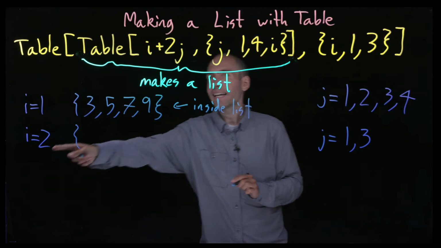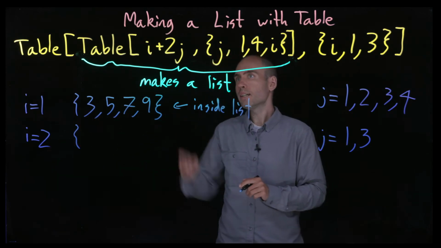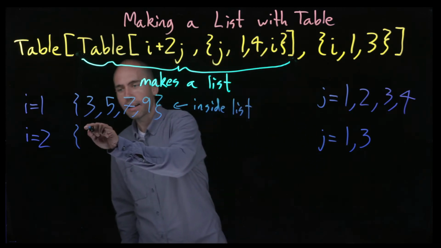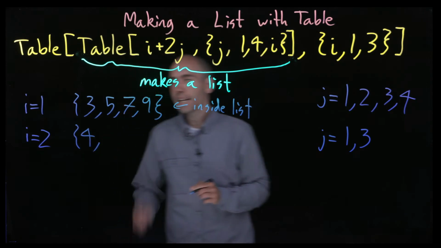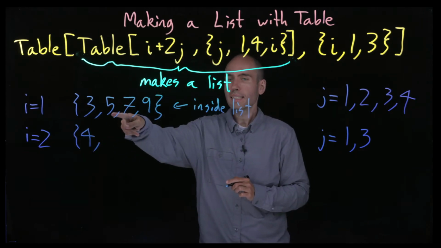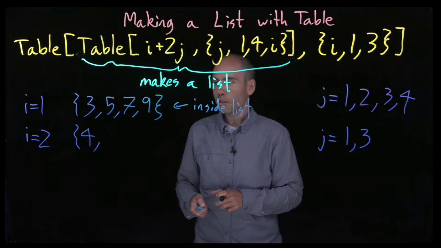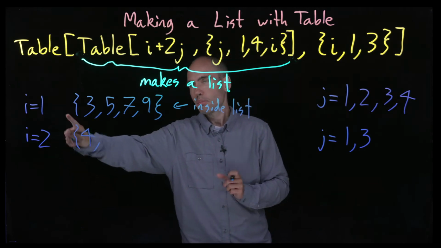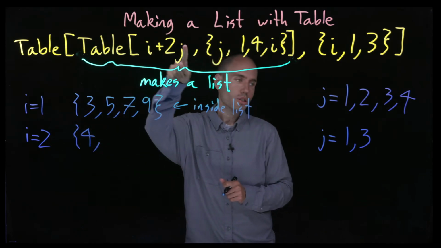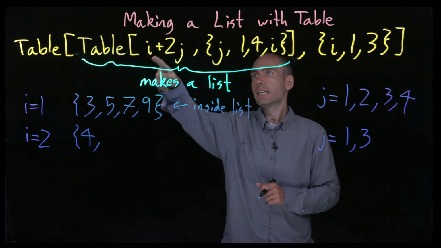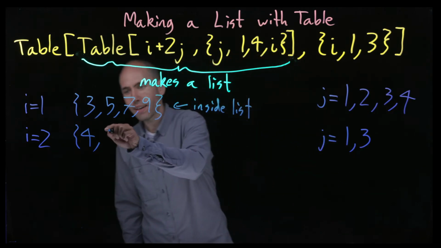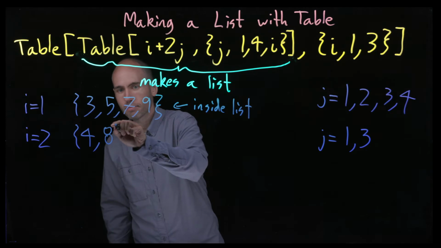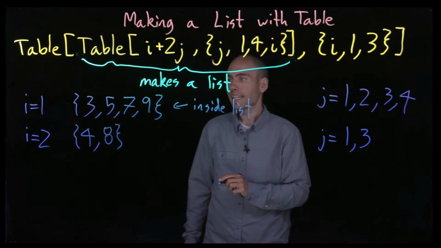So I have i equals 2, j equals 1. So I have 2 plus 2, I have 4. And even though I knew what the pattern was up here, that pattern is not going to hold anymore. So I have to think about it more carefully. So i equals 2, j equals 3, so 2 plus 6, so I have 8. Okay, this is my second inside list.